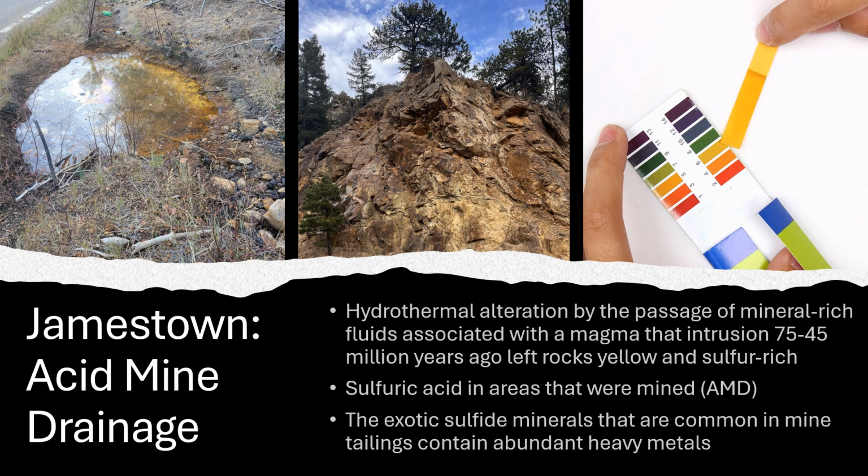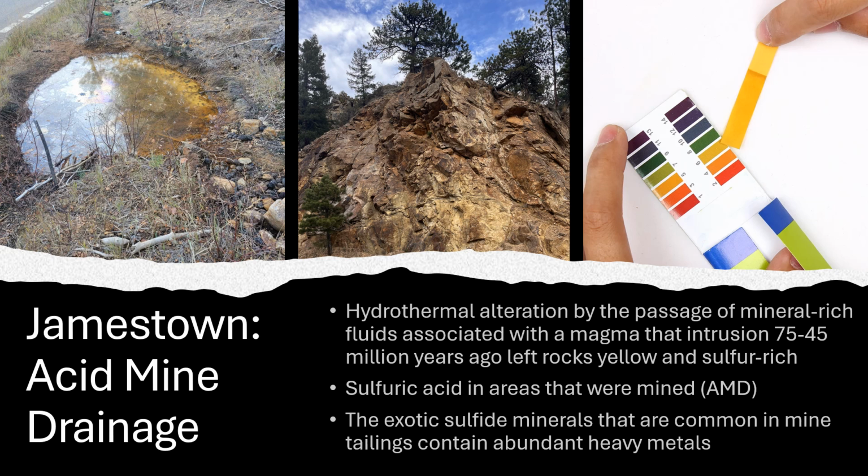And so areas with this hydrothermal alteration were prime targets for 19th century mining. After mining occurred, sulfuric acid was left in areas that were mined. And so these areas were likely to get sulfuric acid into the water, and it was likely to become very low in pH or very acidic.